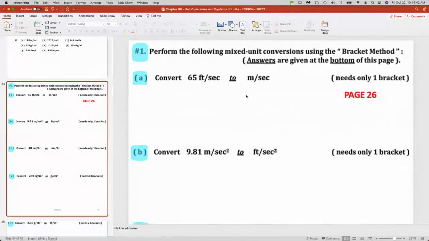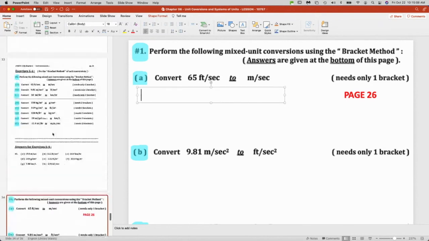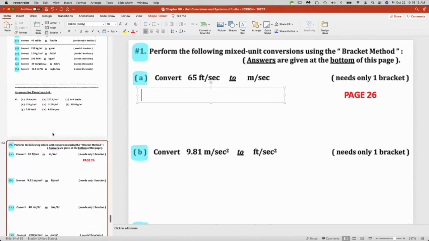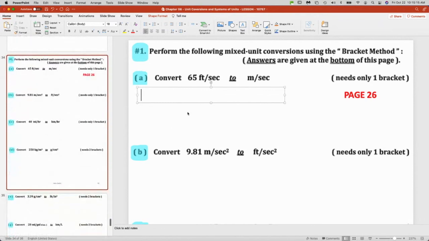Okay, so we have here 65 feet per second, which represents a speed, and we want to convert it to meters per second. The good news is that the seconds do not need to be altered. That's why this type of question, it says, needs only 1 bracket. It needs only one thing to be fixed, which is the feet. So if I go over here, I'm just going to double check the precision. It doesn't say, but we'll go with 3 significant digits anyway.